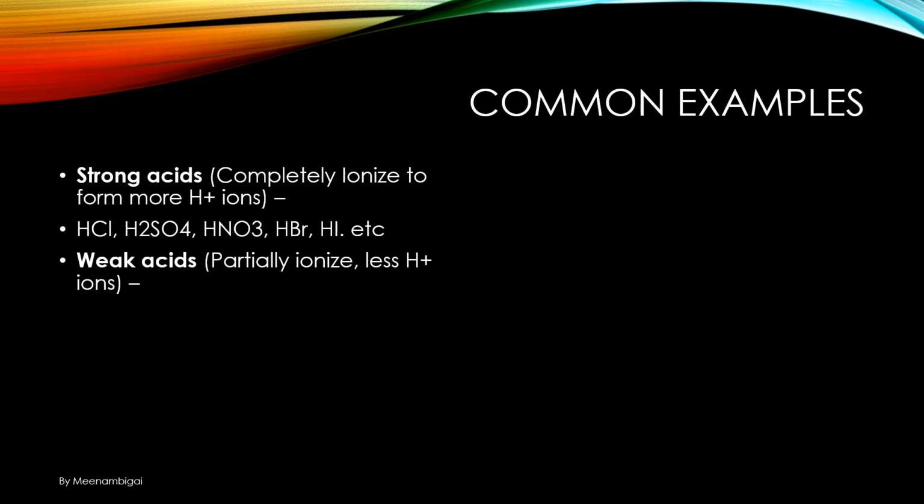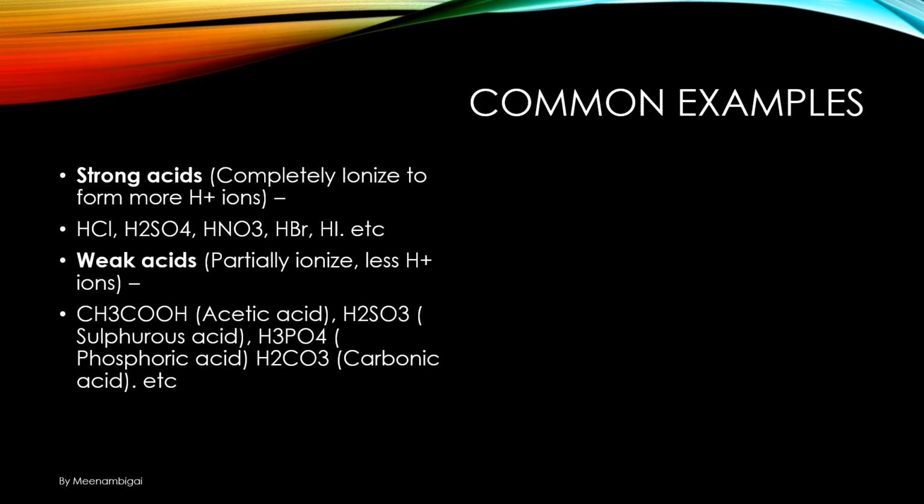Similarly, weak acids give less amount of H plus ions, which means they do not completely ionize, they partially ionize. So the examples are acetic acid, sulfurous acid, phosphoric acid and carbonic acid.